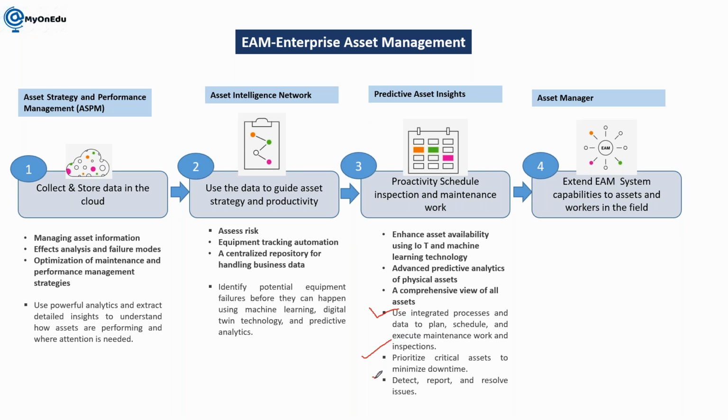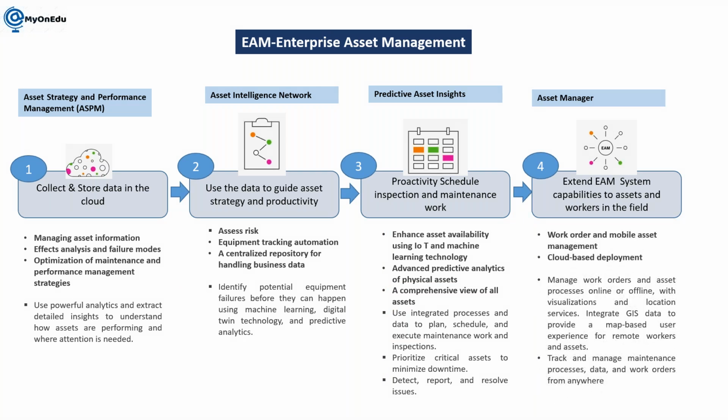We will detect, report and resolve the issues here. Through all these functionalities, it is helping us to enhance asset availability using IoT and machine learning technology. IoT is the Internet of Things, and machine learning technology. Automation will be there based on some rules. This will be indicated on your dashboard, or we can arrange to create a notification or maintenance order automatically in the system. Here it is helping us to advance predictive analytics of physical assets. It is giving us a comprehensive view of all assets. So here you can see the complete detail of your asset, and what the health of your asset is as of now.